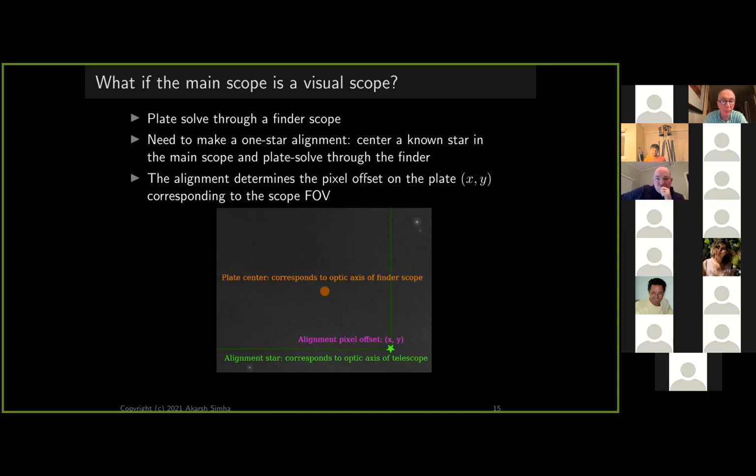need to align 2 stars or 3 stars. So even the alignment process here is simpler. You just need to align 1 star. Okay, and like I said, no need to optically align the finderscope with the main telescope.